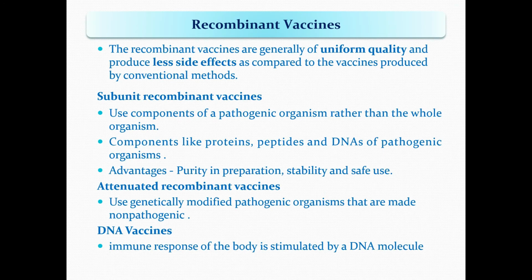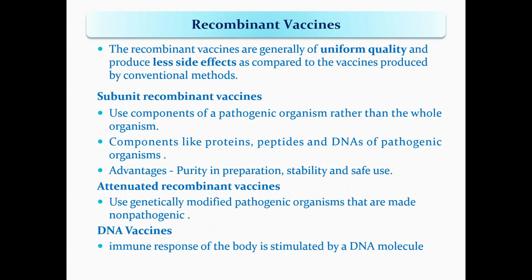Secondly, we have attenuated recombinant vaccines. Here, these vaccines include genetically modified pathogens. The pathogens are genetically modified and made into non-pathogenic organisms, and they are multiplied more using genetic engineering, and they are used as live vaccines. Such vaccines are referred to as attenuated recombinant vaccines.